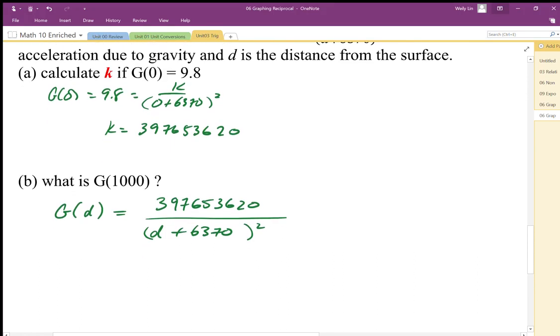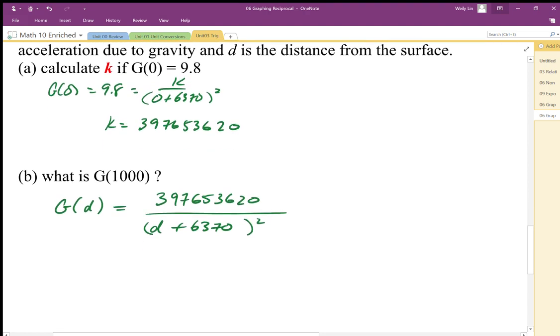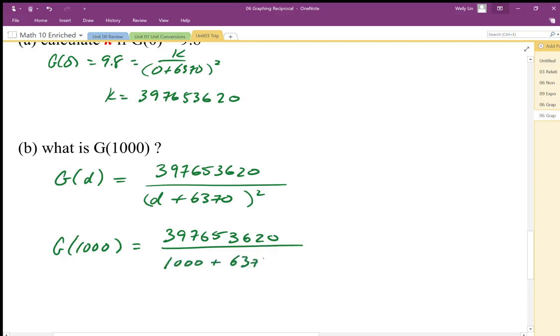If we want to find out the force of gravity 1,000 kilometers from the surface of the Earth, so we're 1,000 kilometers away from the surface, way out in space, the force of gravity at that point is going to be this big number here over 1,000 plus 6370, all squared.